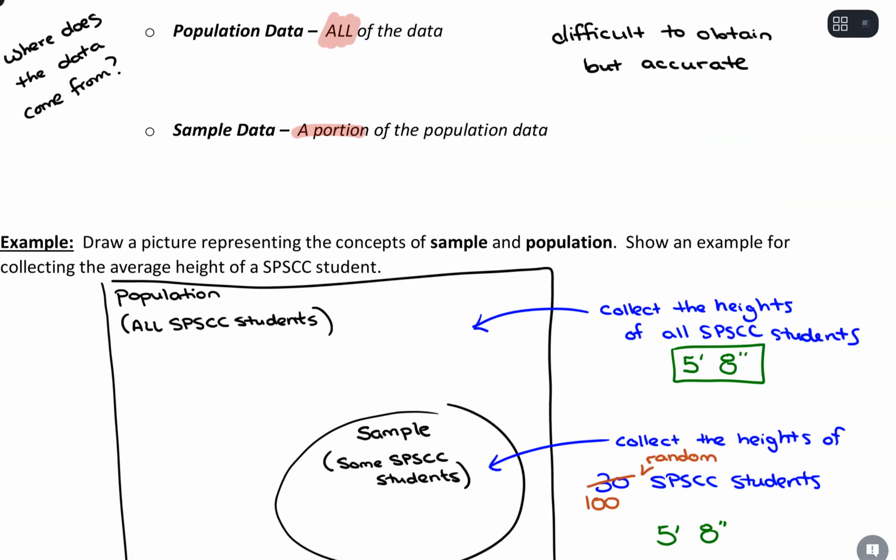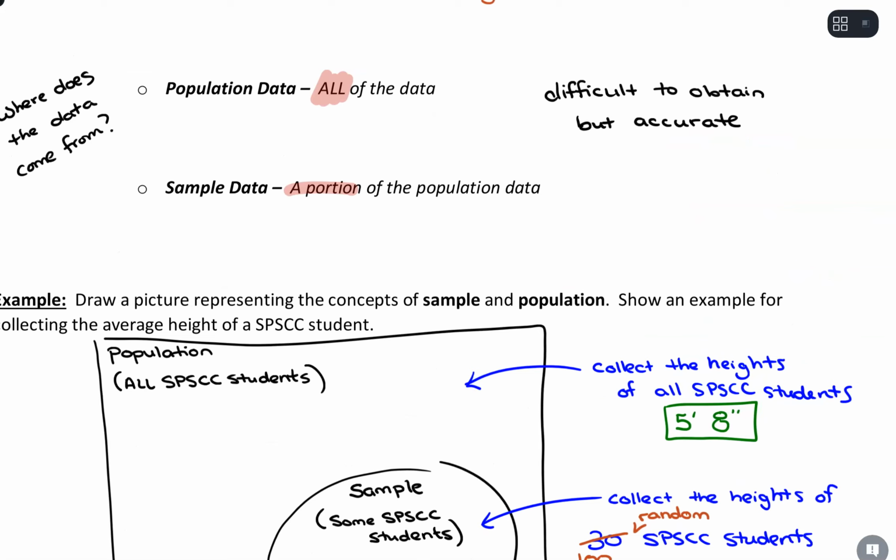But the idea is, if I go up above to where we talked about sample data being a portion of the population data, this is easier to obtain. Interviewing 30 or 100 SPSCC students, we could do that. So it's easier to obtain, but the trade-off is that there's going to be some error involved. But we can take steps to limit that error, and then we're even going to use statistics to kind of analyze that error. How much error can we expect? What can we do to reduce that error? And things like that. So that's really the idea between population and sample.